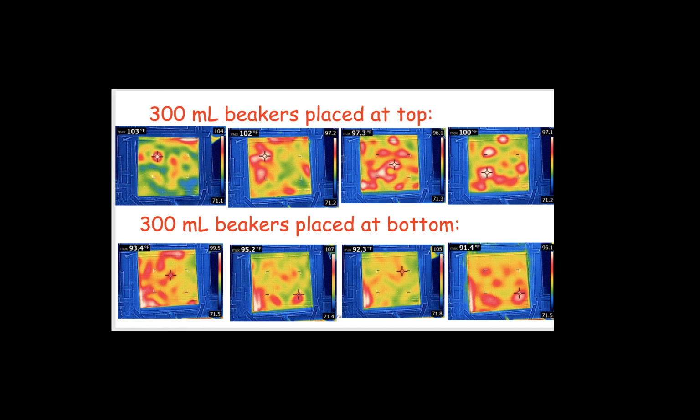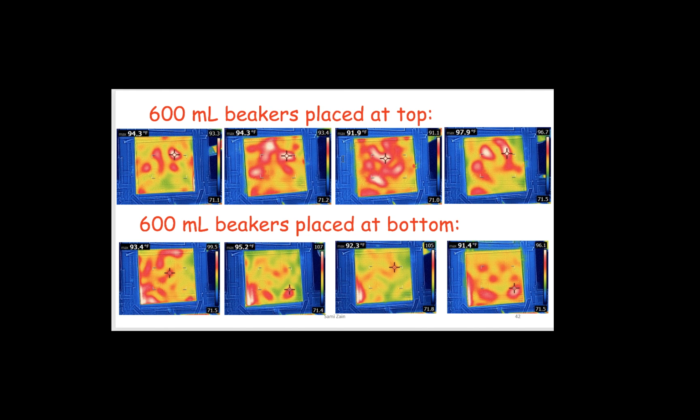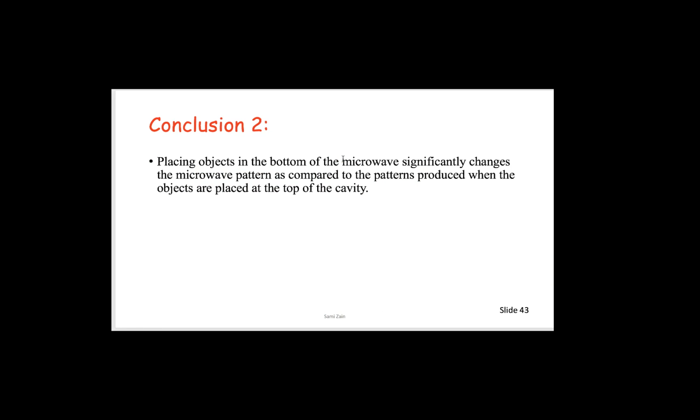This slide depicts the patterns of 300 milliliters of water when the beakers were placed at the top versus when they were placed at the bottom. As you can see, the patterns do not match each other. Please turn to slide 42. Whereas this slide shows the pattern where we placed 600 milliliters of water. Again, we observe no significant trends in these patterns. Please turn to slide 43.